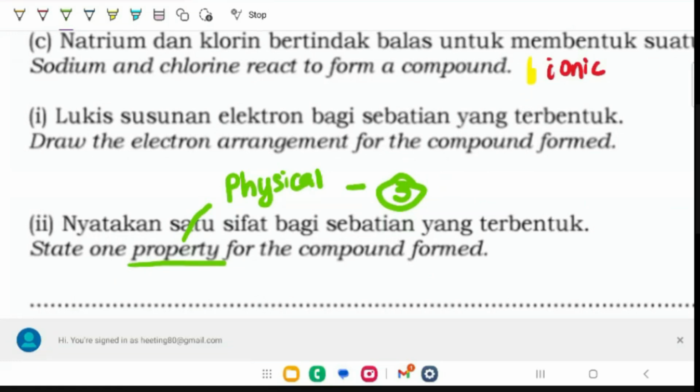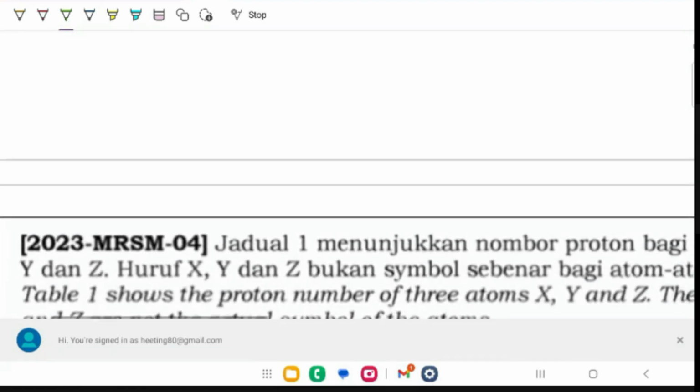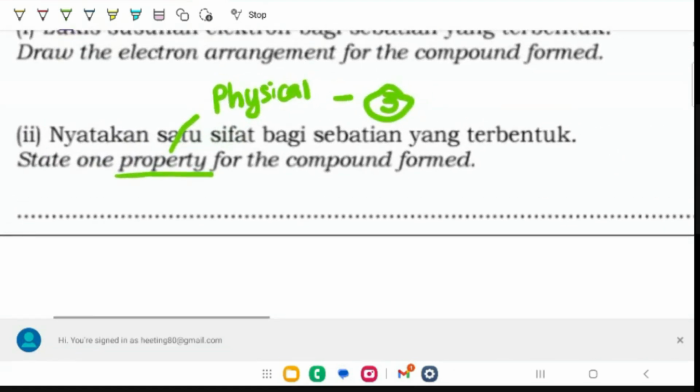High melting and boiling point. Okay, very good. High melting point and boiling point. Okay, correct. This one no need to explain, huh? The question asks you to explain, huh? If high melting and boiling point is good, okay. Why does it have a high melting and boiling point? Because of the free moving ions. Free moving ions is for the other physical property.